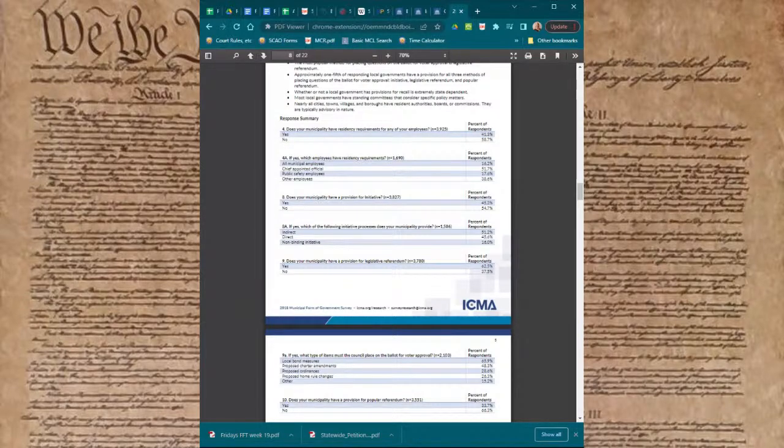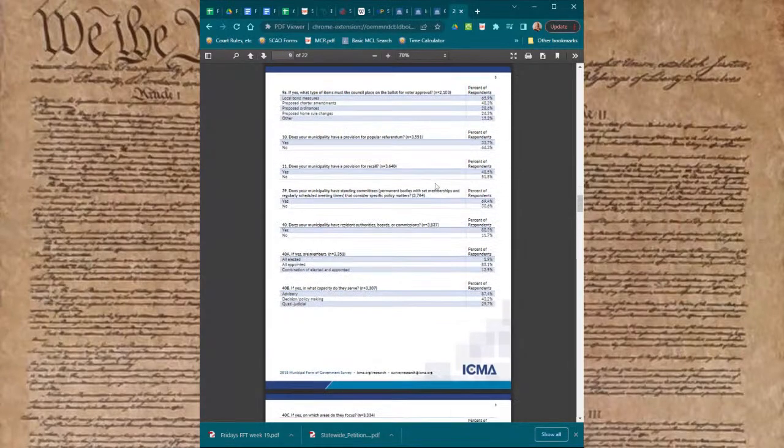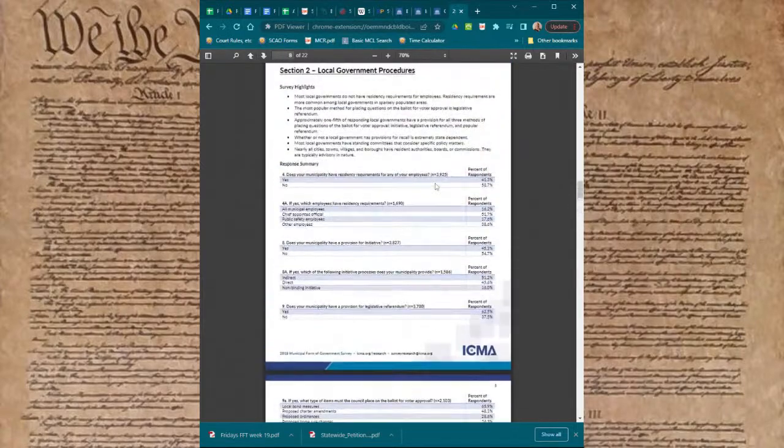45% do at the local level, out of 3,827 who answered that question. And those that do, you have direct, where it goes directly onto the ballot once they get the signatures. Indirect, it goes to the city council first, and then non-binding initiative, I almost see no point. But anyway, there's a lot of information in this report, but I wanted to give you that information.